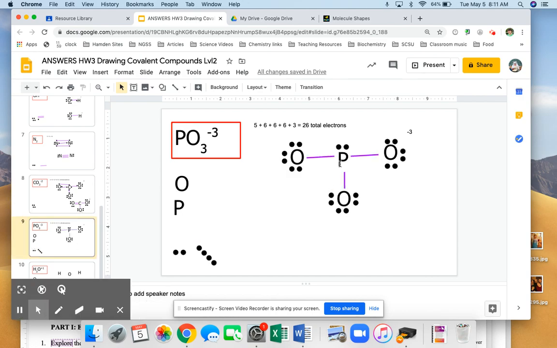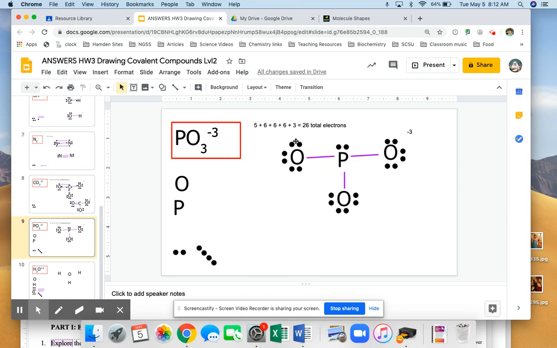For this one, we had phosphorus in the middle and 3 oxygens. Phosphorus started out with 2, 3, 4, 5. Oxygen started out with 6 each. But because we had a total of 3 extra electrons because of that -3 charge, each of those oxygens, the lone electron that needed a friend, each of them got an extra friend. So this is what PO3 looks like.